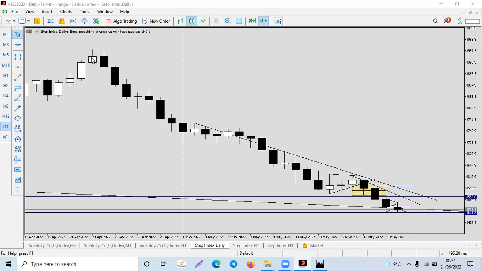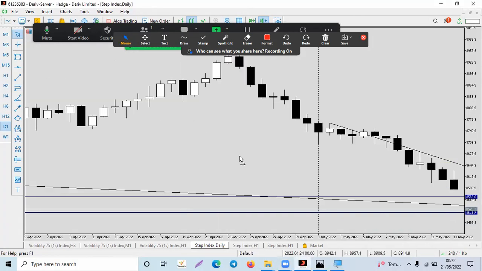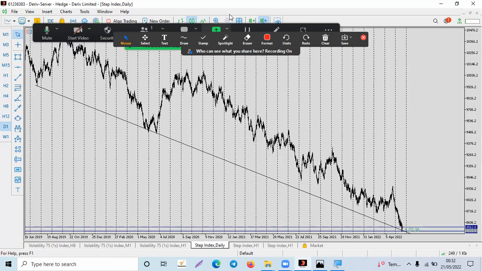Let me get some drawing tools. This particular candlestick won't be able to surpass this one. This area won't be able to surpass that area. So when you go to smaller time frames, if you have noticed, this step has been selling for quite a long time.